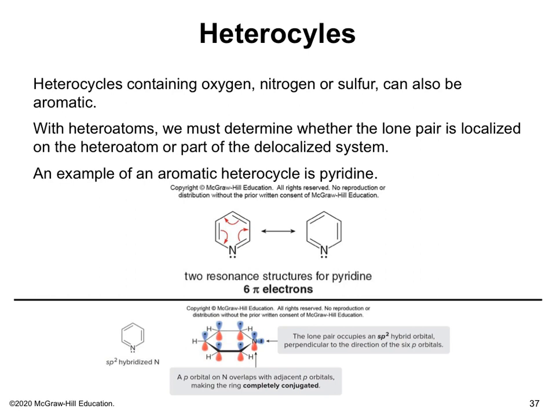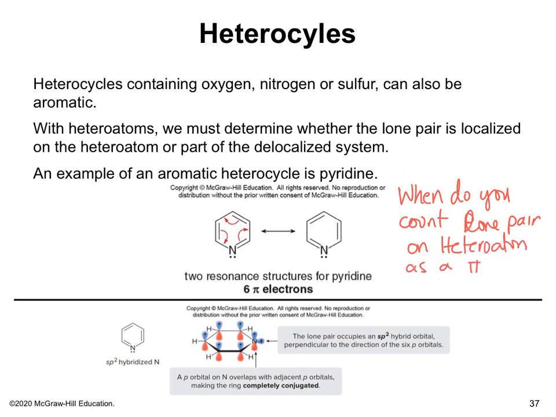Okay, now, heterocycles. The question you need to know is, when do you count the lone pair on your heteroatom as a pi electron? Because sometimes you don't count it. So here we have 1, 2, 3, 4, 5, 6. This is 6 pi electrons. We do not count that one.